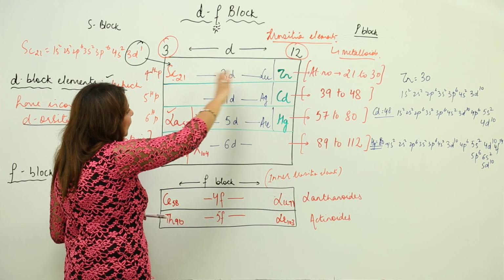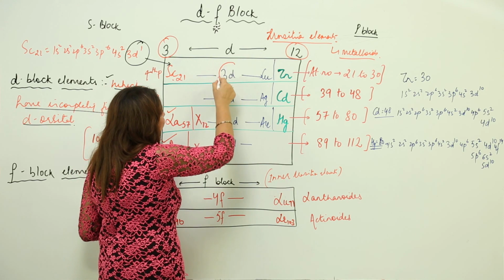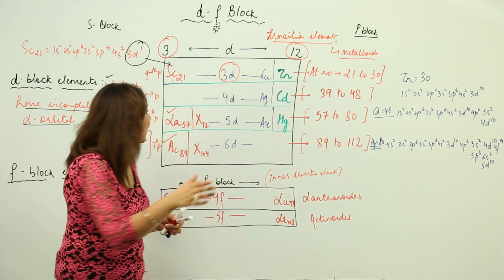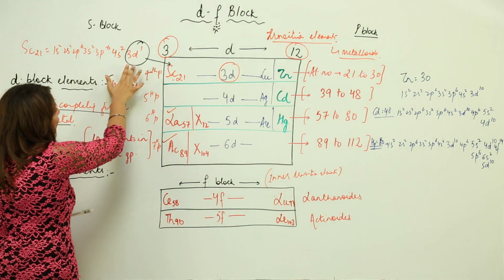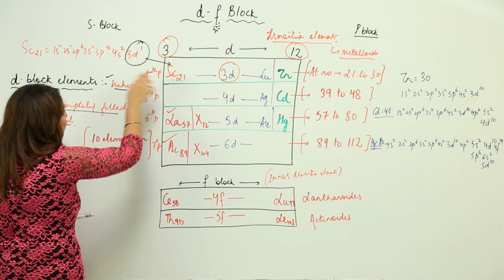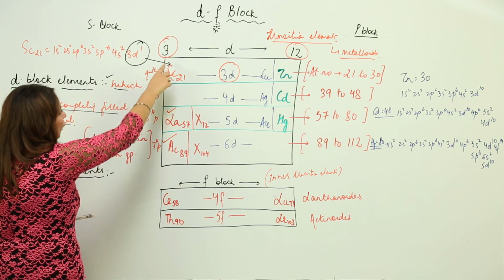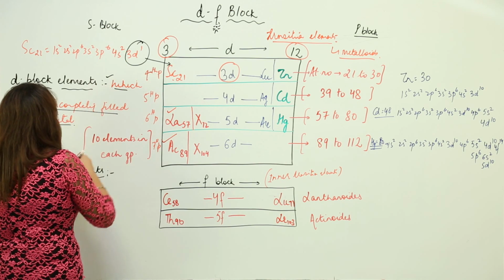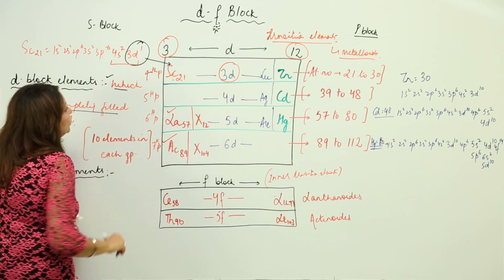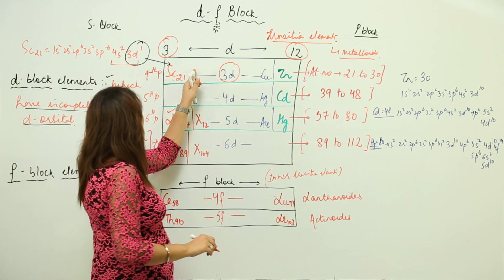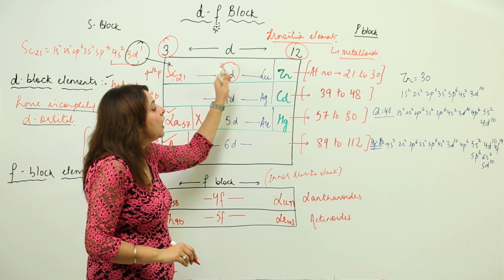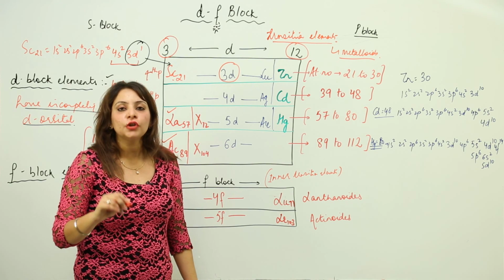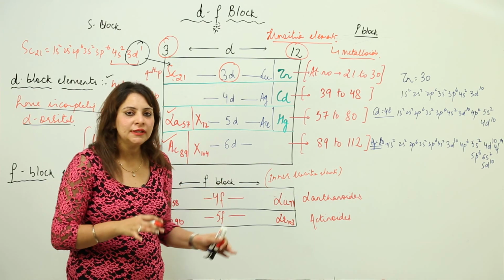In the first series, what we see is the filling of the 3d orbital. As I took the example of scandium, the first element of the 4th period, the transition element, its configuration is 4s2 3d1. Then it will be 4s2 3d2, 3d3, 3d4 and at the last we will see that it will be 3d10. So the filling of the 3d orbital occurs from 1 to 10.